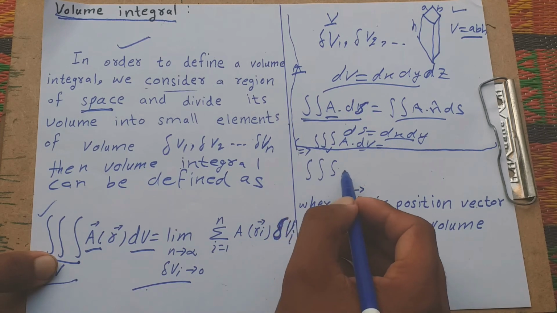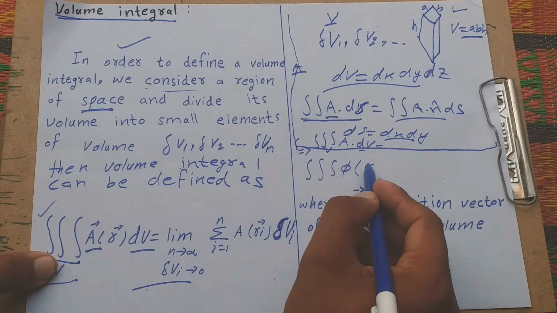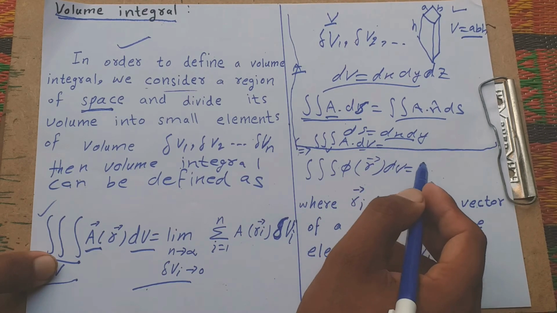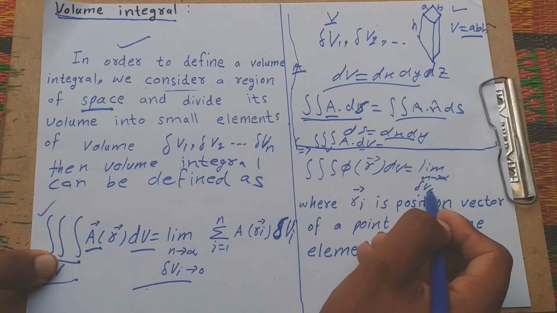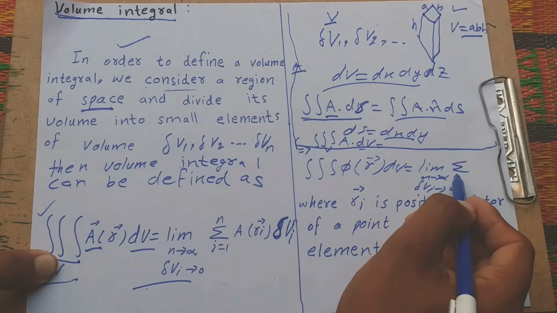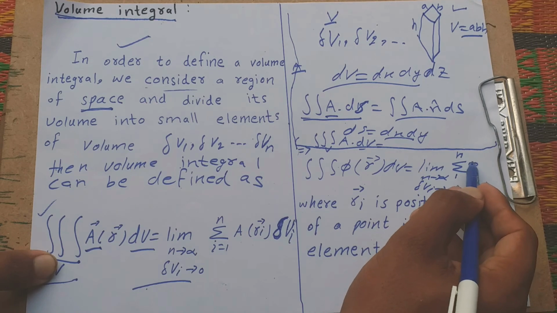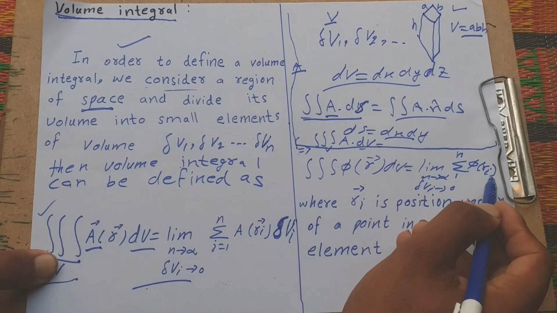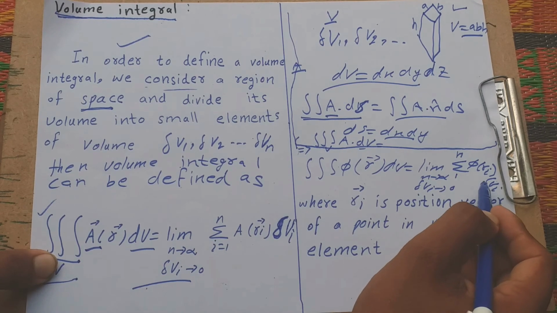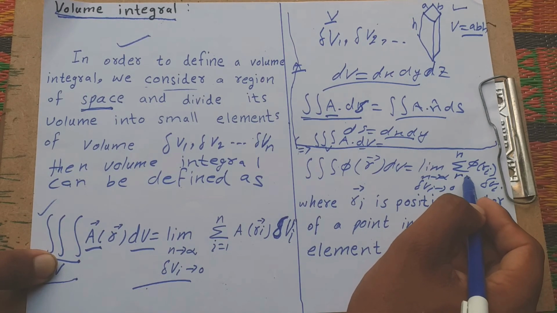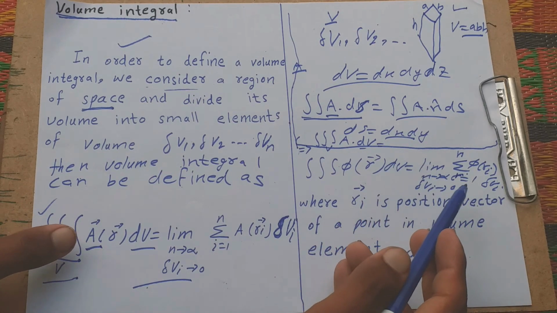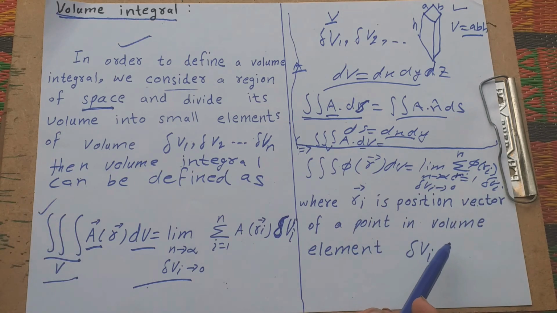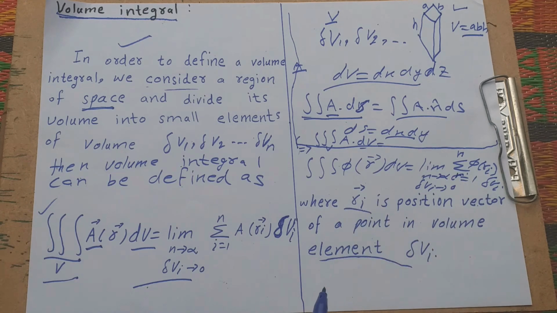We can also write this in another way. For example, phi, flux, dV is the limit as n approaches infinity and delta Vi approaches 0 of the summation from i equals 1 to n of r_i delta Vi, where r_i is the position vector of a point in the volume element delta Vi. This is how we also define it.